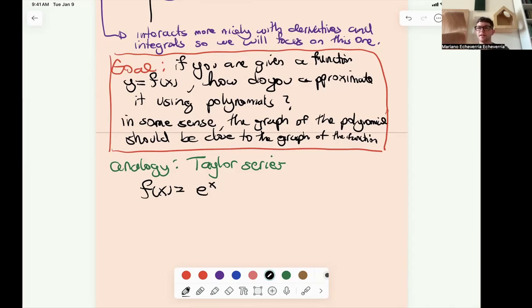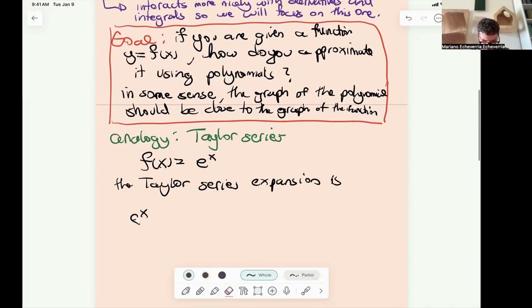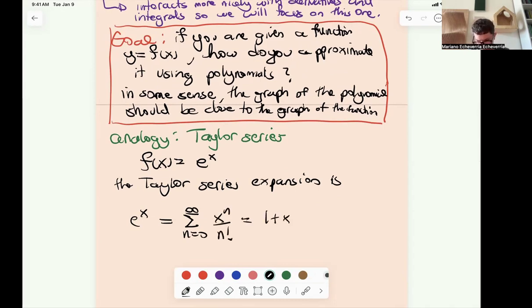if you remember, e to the x has a Taylor series expansion. e to the x equals the sum from n equals 0 to infinity of x to the n over n factorial, which was 1 plus x plus x squared over 2 plus x cubed over 6 plus x to the 4 over 24, and so on, right?